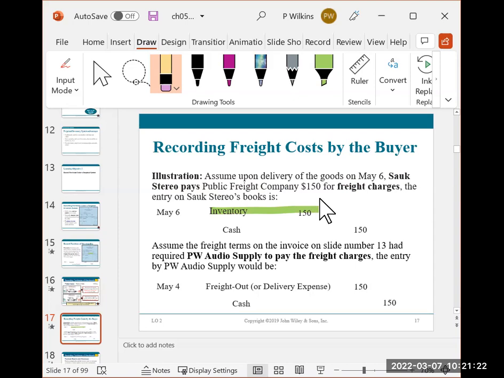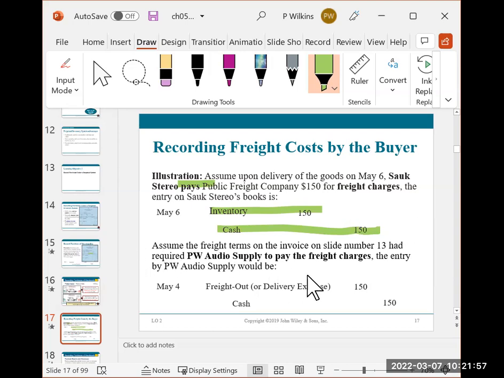So part of the cost of your inventory are the freight charges. That's part of your cost. You could buy a coffee cup for 50 cents and have it shipped from the other side of the world, and it could cost you $50 to have it shipped to you. So the cost of that coffee cup is no longer 50 cents. It's $50.50, okay? The other part of this is you credit cash $150 because it says that we paid for it. Remember, pays or paid means cash, and we're paying, so our cash is going down. So we're going to credit cash $150, all right?